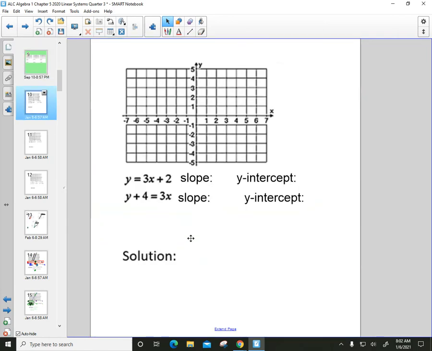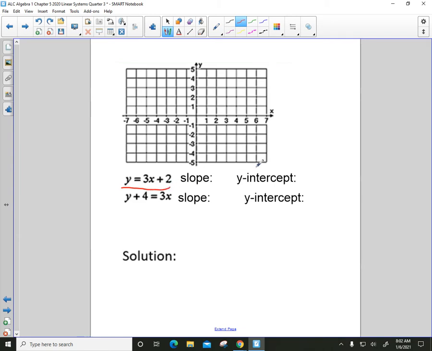Here's our first example, and I've got two equations here. For the first one, I'm just going to ask you a few questions so you can earn some points along the way. What is the slope of y equals 3x plus 2? Hopefully you said 3. How do you write 3 as a fraction? That's right, 3 over 1. And then what would the y-intercept be? Yep, it would be 2.